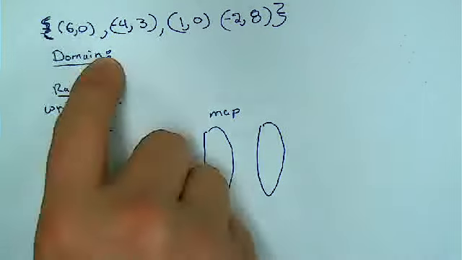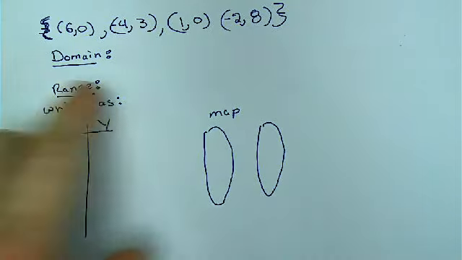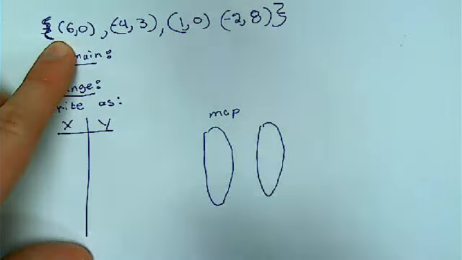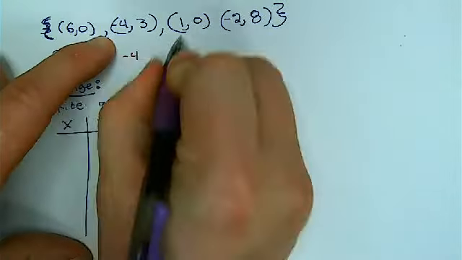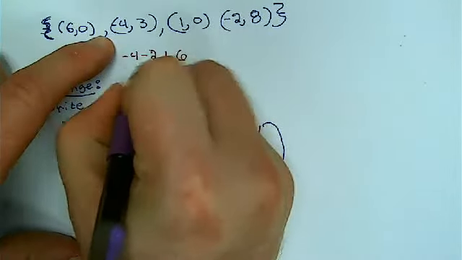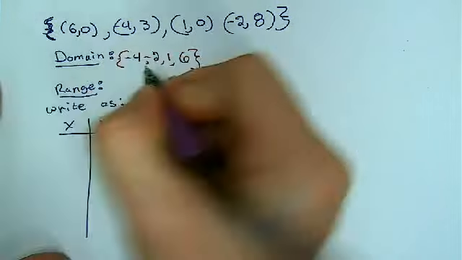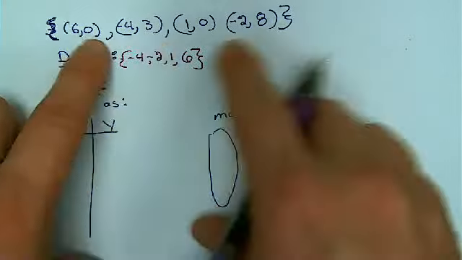Let's start here with the domain. What are the values that are apparently my inputs? Right. So let's see. 6 is one of them. -4, 1, and -2. And then curly brackets to show it's that set of values. So that's my domain. Somebody else, what's my range going to be?